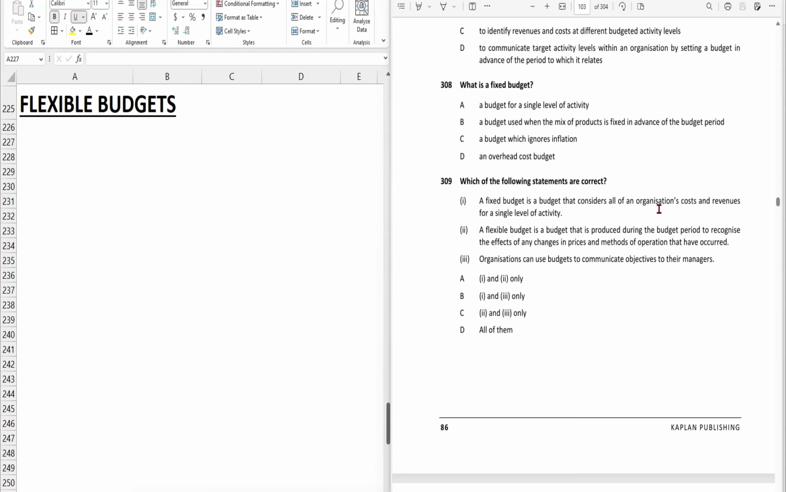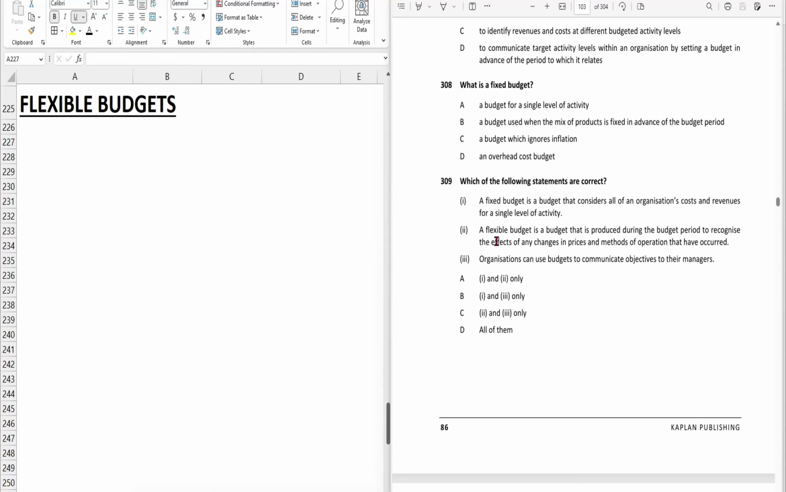The second, a flexible budget is a budget that is produced during the budget period to recognize the effect of any changes in the price and the method of operation that have been incurred. So, a flexible budget is not necessarily produced during the period. Again, it is prepared in advance, but designed to adjust to the level of activity, or it is just flexed to the actual level of activity, not changing the price or the methods. Okay. Regarding changes in the price and the method, it's more related to your revised budget or forecast, not the flexible one. Okay, so that's why statement 2 is incorrect.